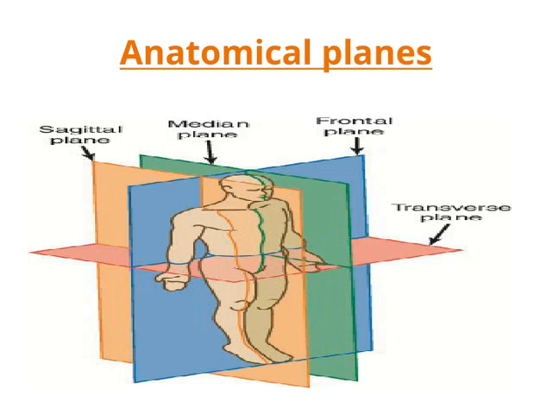These planes are imaginary lines that divide the body into different sections, helping us describe locations and movements precisely. The most common planes you'll hear about are the sagittal, coronal, and transverse planes. The sagittal plane divides the body into left and right parts, and when it runs exactly down the middle, it's called the median or mid-sagittal plane.